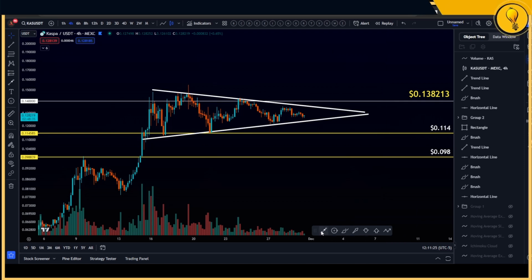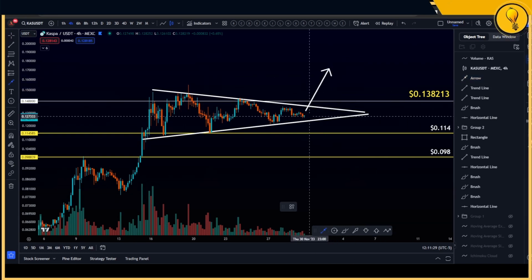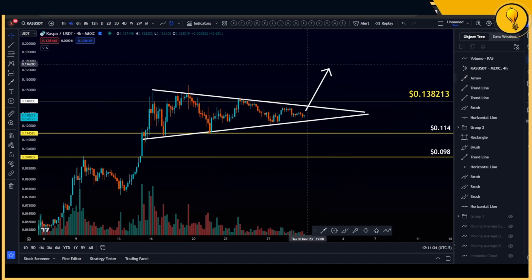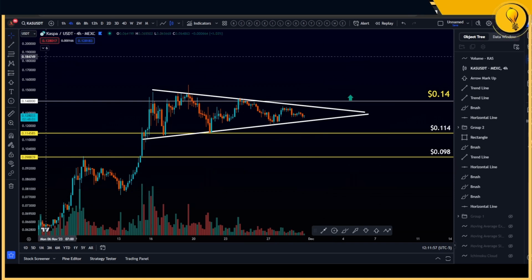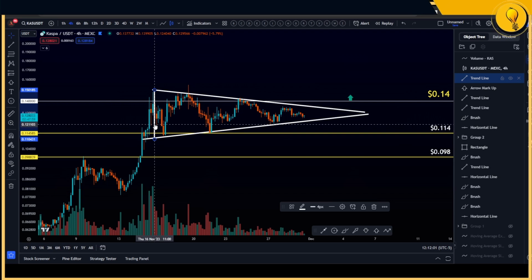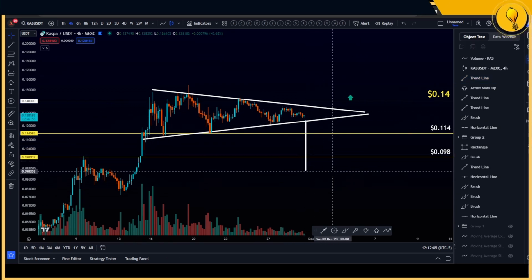Now, the thing with the symmetrical triangle, guys, is that either side could take over. The bulls could take over from here, pushing prices up. But hey, there is also an equal chance that the bears take over from here, pushing prices down. Now I have already given you the bullish case. Let's consider the case in which KASPA breaks down and triggers this triangle to the downside. What happens then? Say we actually break that trend line to the downside.